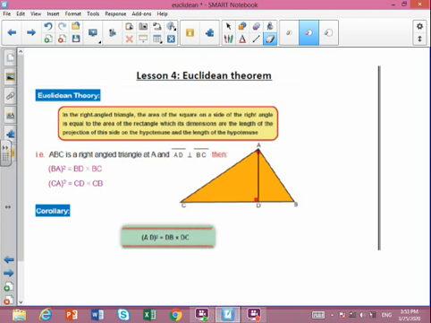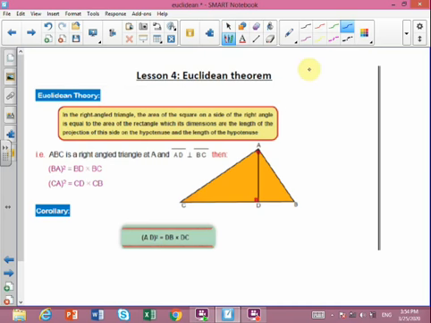Today's lesson is the Euclidean theorem. This is a new theorem. Maybe we talked about Pythagoras, and this is one of the students of Pythagoras, by the way. This theorem is also dealing with the right-angled triangle.